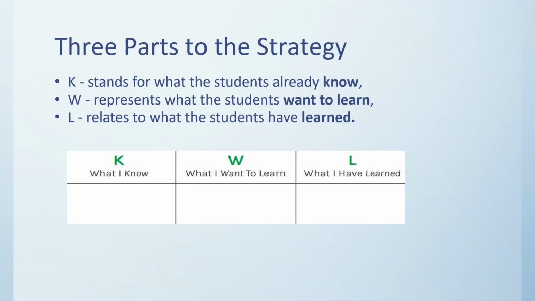There are three parts to the strategy. K stands for what the students already know. W represents what students want to learn, and L relates to what students have learned.